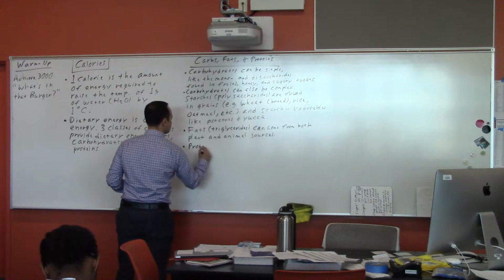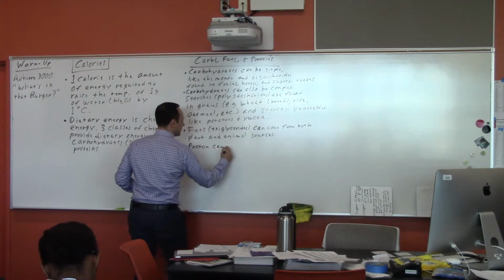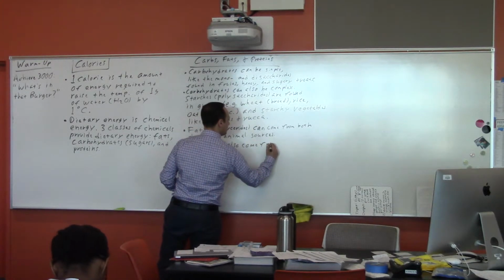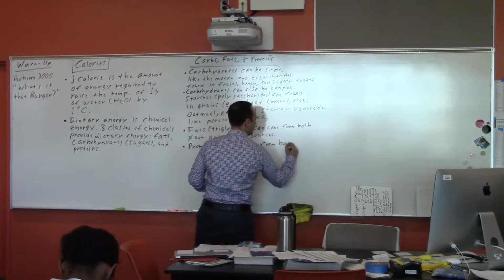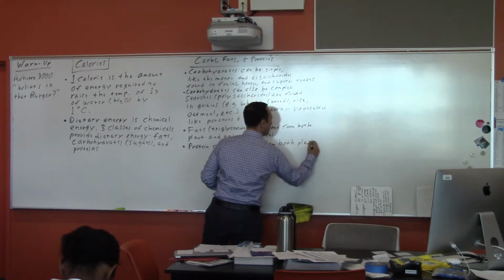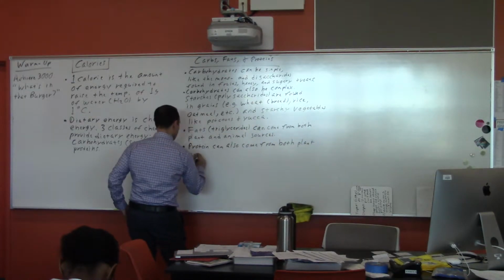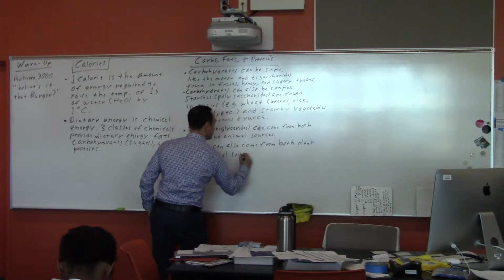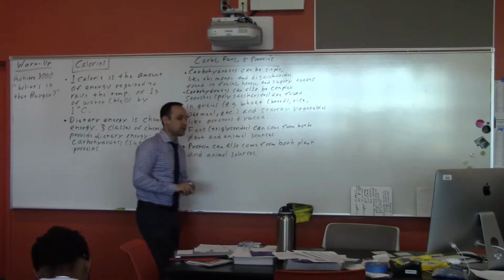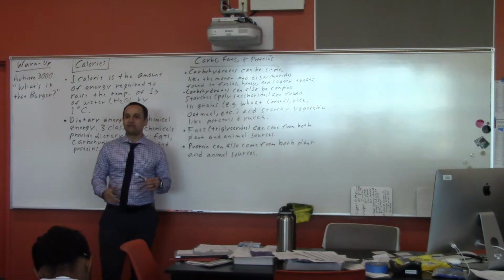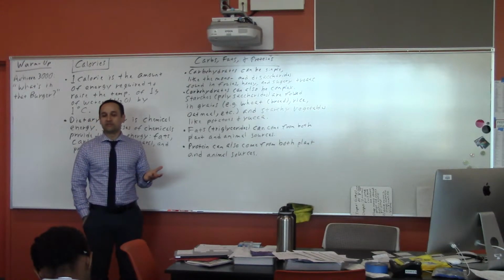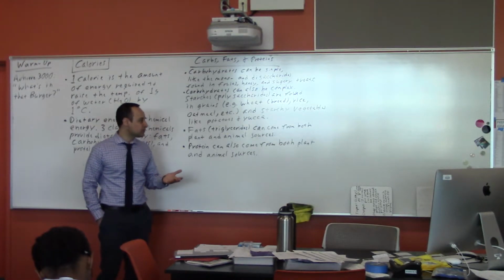Protein can also come from both plant and animal sources. So, believe it or not, vegans get plenty of protein, okay? Humans don't generally have protein deficiencies. It's really hard to find any instance of protein deficiency among humans.